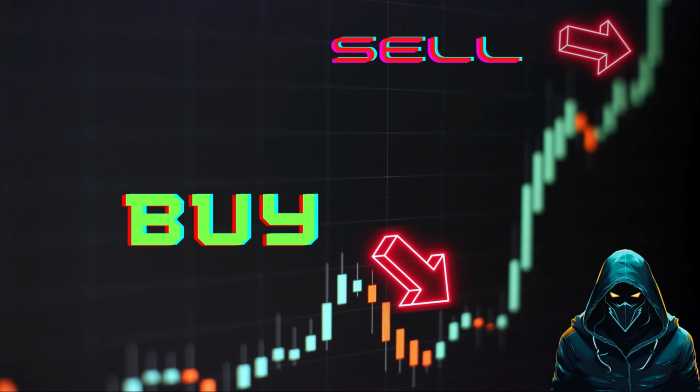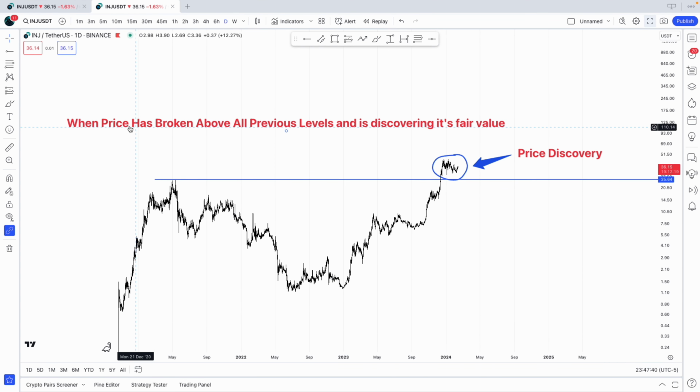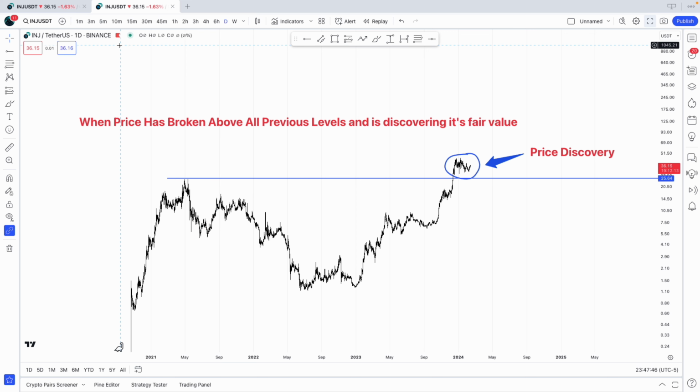So let's get into it here. So to start off, what is price discovery? Price discovery is simply when price has broken above all previous levels and is discovering its fair value.